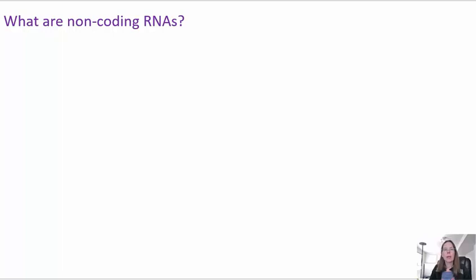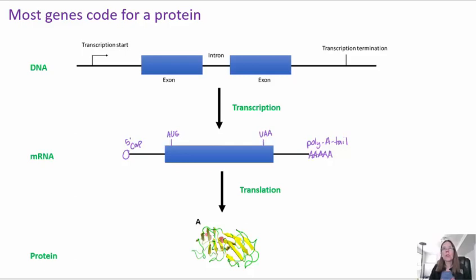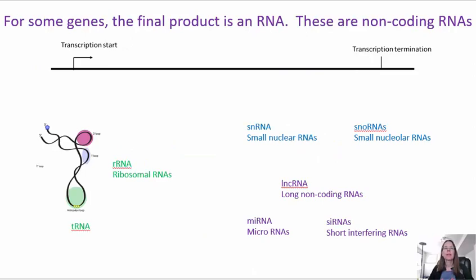What are noncoding RNAs? Most genes code for a protein. The DNA is transcribed into messenger RNA, and the mRNA is then translated into a protein. For some genes, the final product is an RNA rather than a protein.